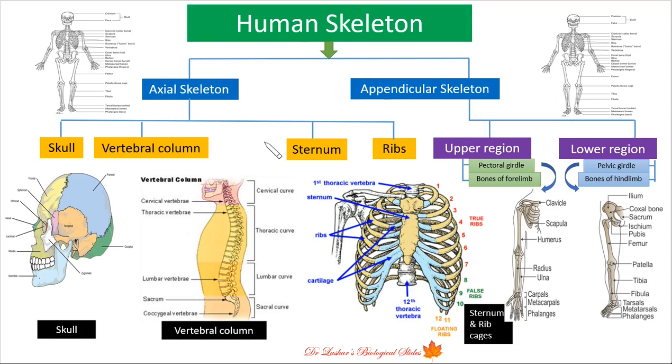Hello students, today in this video I am going to talk about the structure of the human skeleton. In the human adult, the skeletal system is made up of 206 bones and a few cartilages, and it is grouped into two principal divisions: the axial division or the axial skeleton, and the appendicular division or the appendicular skeleton.